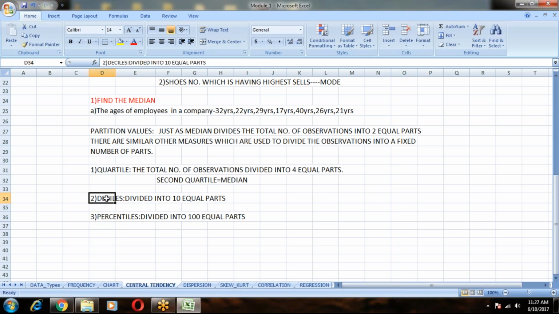If the whole set of observations is divided into 10 parts, we call it deciles. You should remember the concept only, okay? Percentiles mean when the whole set of observations is divided into 100 equal parts. We call each part a percentile. So this is our central tendency. Is it clear, guys?